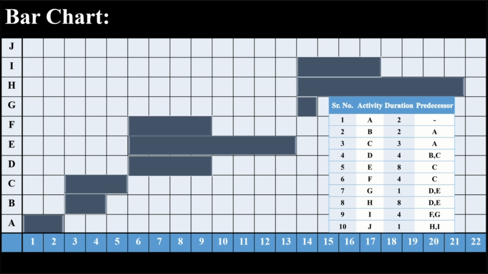Activity J starts after both H and I are completed, meaning it starts at day 21, runs for 1 day, and ends at day 22. Thus, the total project duration is 22 days. This visualization helps us effectively plan and manage the project schedule.